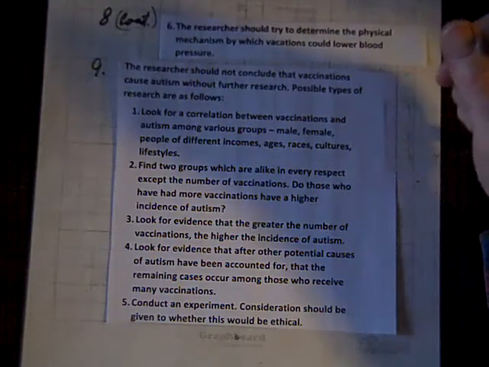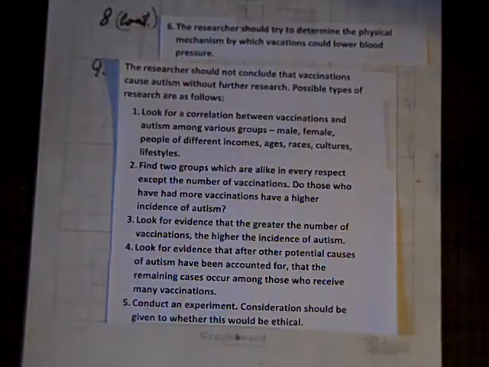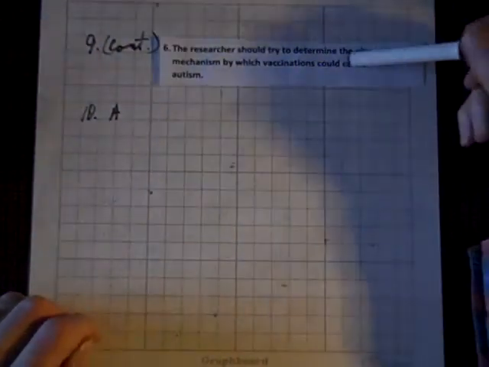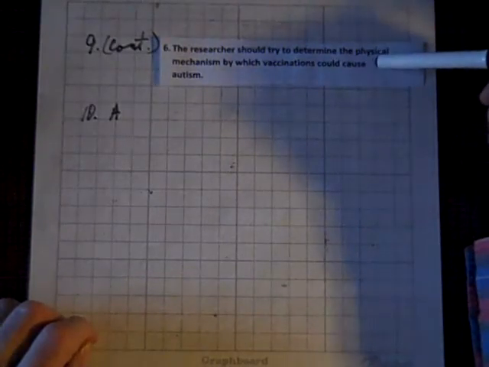5, conduct an experiment. Consideration should be given to whether this would be ethical. We have one more point to make here for question 9, and that's this: the researcher should try to determine the physical mechanism by which vaccinations could cause autism.